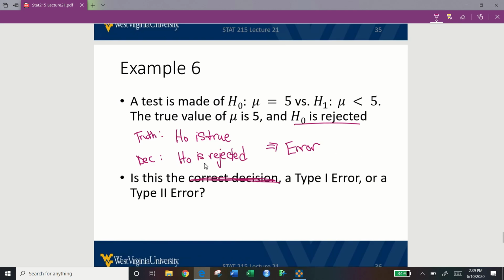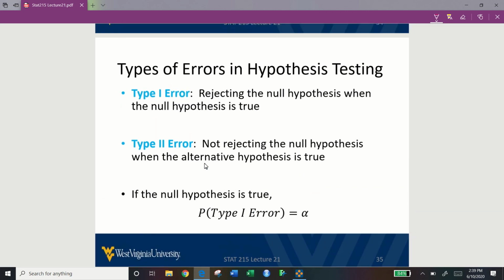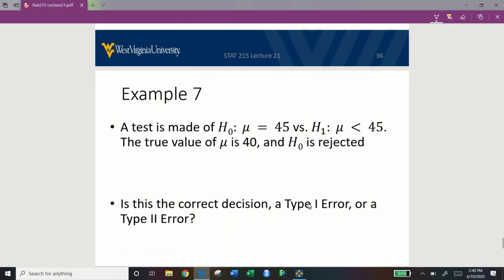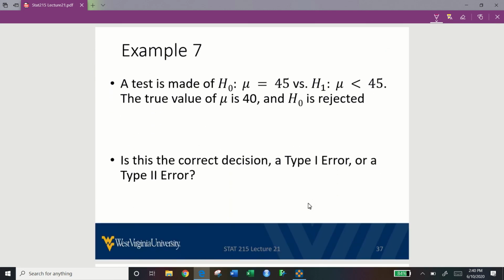Well, if you don't remember, we can scroll up to our previous slide. Type 1 error is rejecting the null hypothesis when the null hypothesis is true. The type 2 error is not rejecting the null hypothesis when the alternative hypothesis is true. Well, we rejected the null hypothesis and the null hypothesis is true. That implies we did a type 1 error. Very good. Let's take a look at a second example, although this would be our 7th example of this lecture.